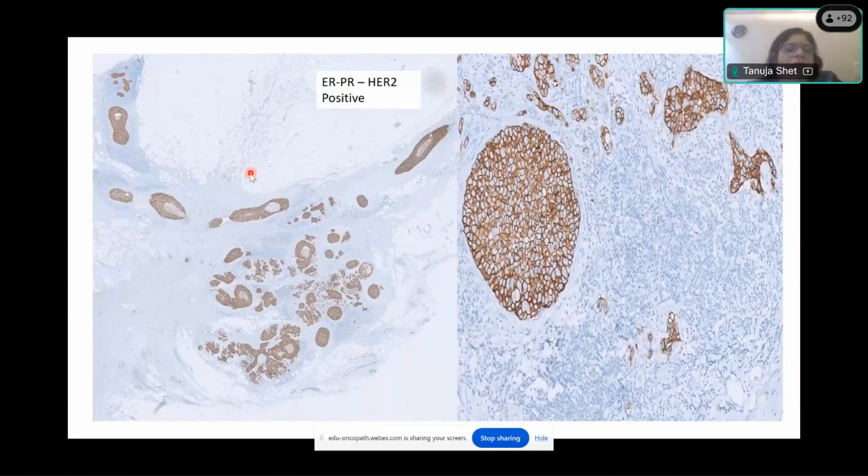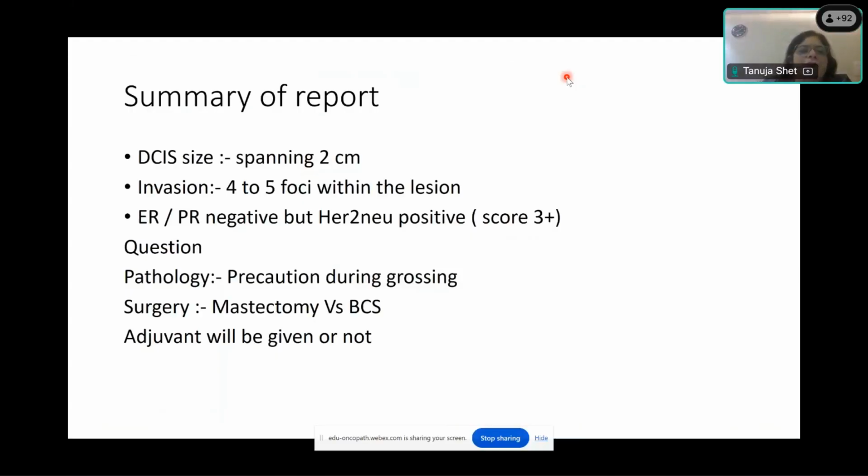And you can very easily, at a scanner level, see that it's beautiful HER2. And you see all these areas coming out. Those are the ones that you're worried are invasive. Okay. So the summary is that this is a DCIS spanning 2 centimeters. It has 4 to 5 foci of invasion. It's HER2 positive. So to my residents, do you exercise any specific precautions? Suppose I have a diagnosis of suspected Paget's disease or DCIS on a core biopsy, how will you gross this specimen?